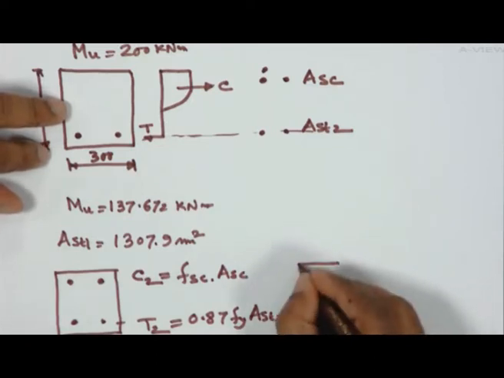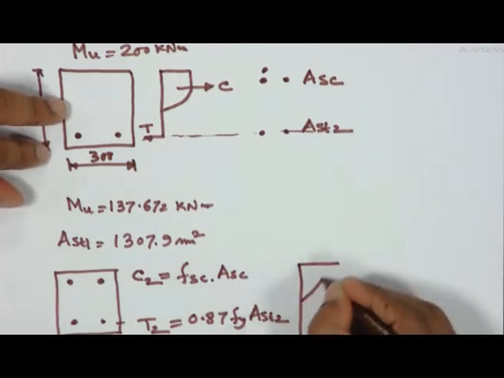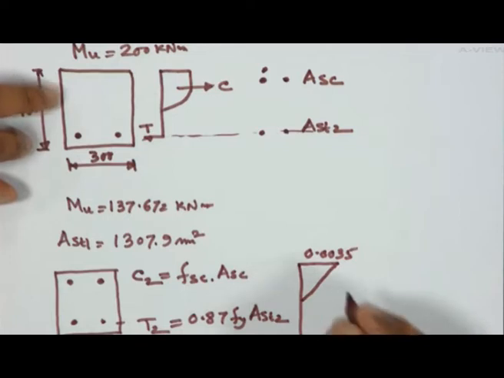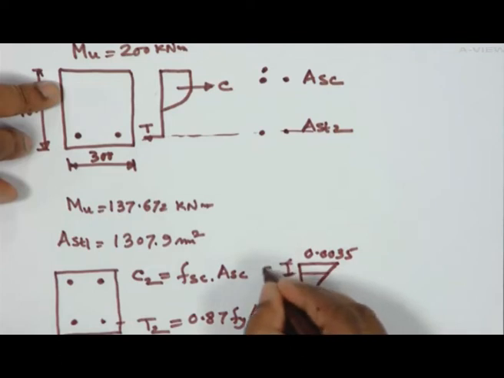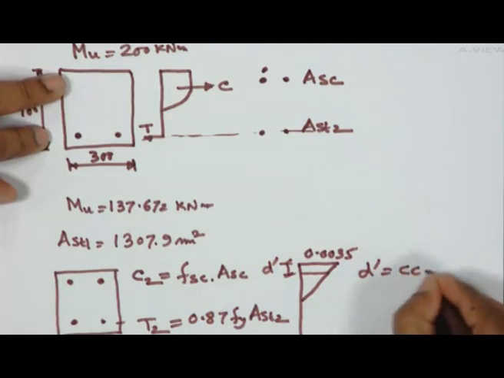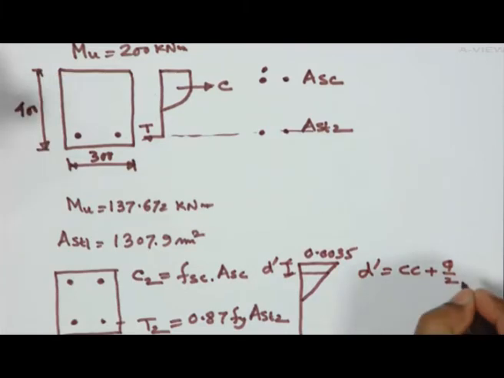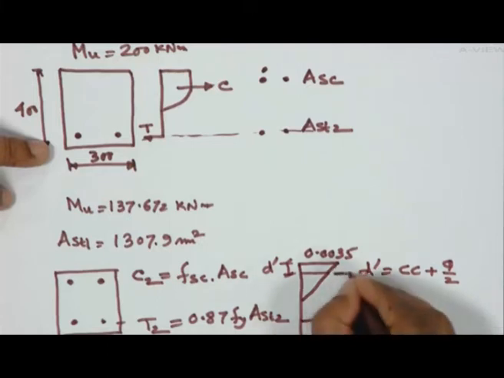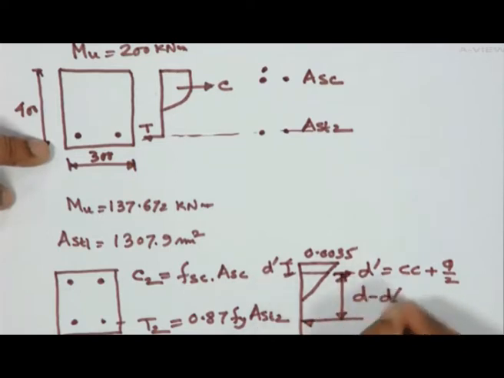What is the difficulty? The difficulty here is that this is 0.0035 for concrete, and I am providing reinforcement a little below, which is d dash, the effective cover. Effective cover d dash is equal to cc plus phi by 2. In this case, phi equals 16. So I am considering this particular d dash here, and this is how much? This one is equal to d minus d dash.